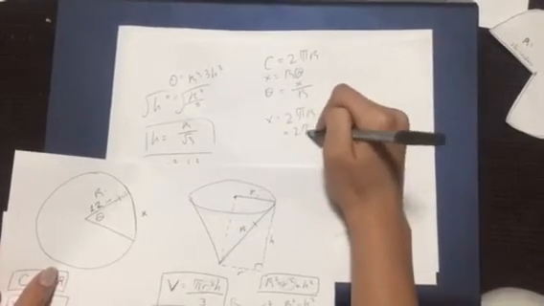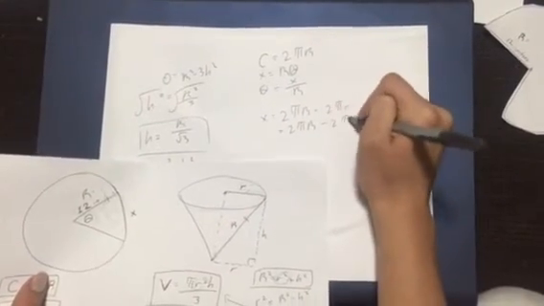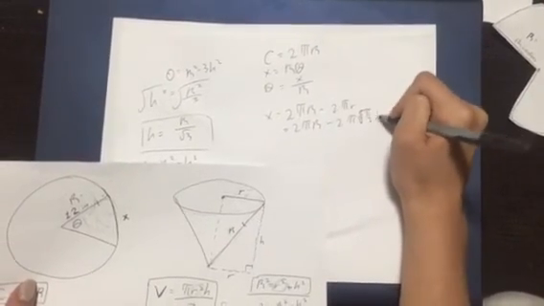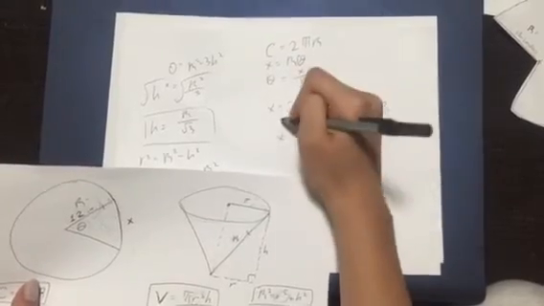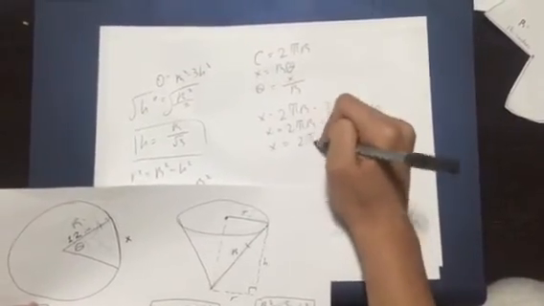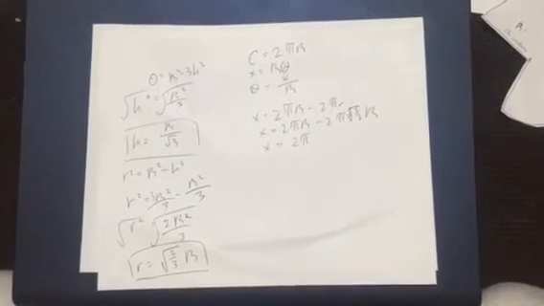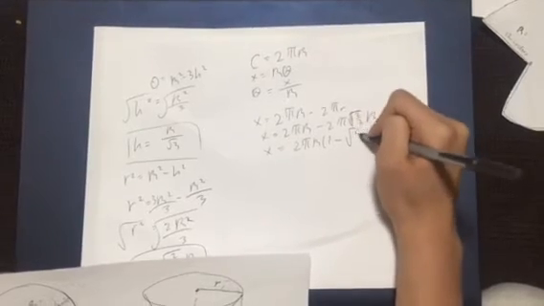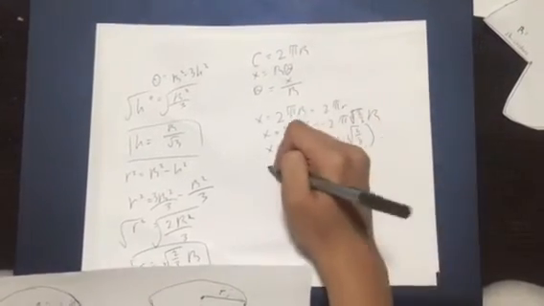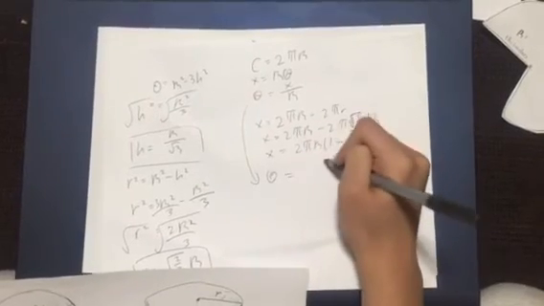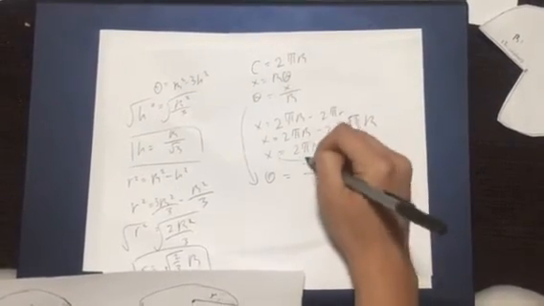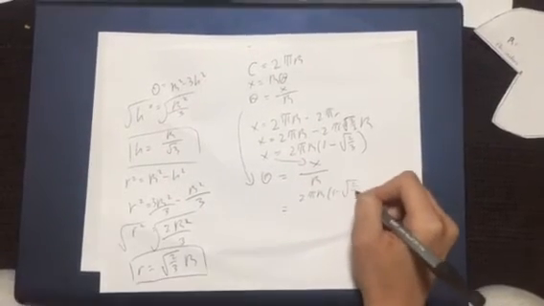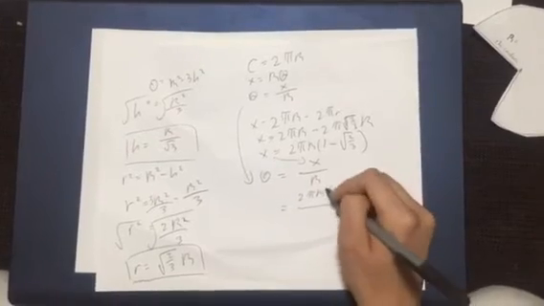So we would get x is equal to 2 pi R minus 2 pi root 2 over 3 times R. So we can factor some stuff out and get that x is equal to 2 pi R multiplied by 1 minus root 2 over 3. Now we're going to take this equation over here and plug our x in. And as we can see here, R cancels out.